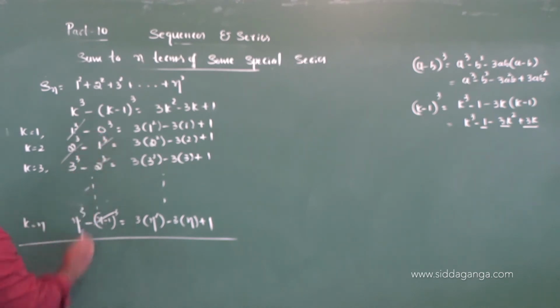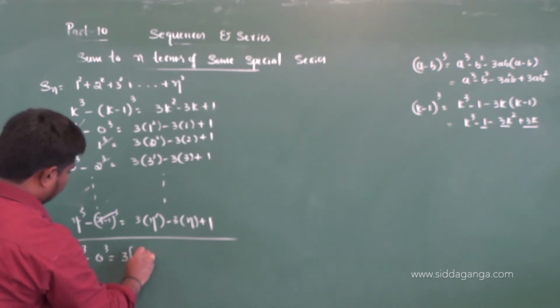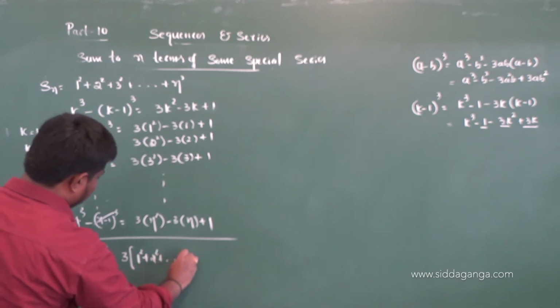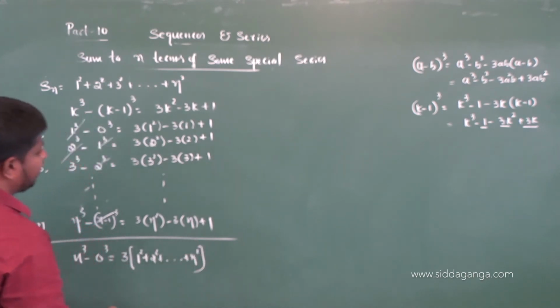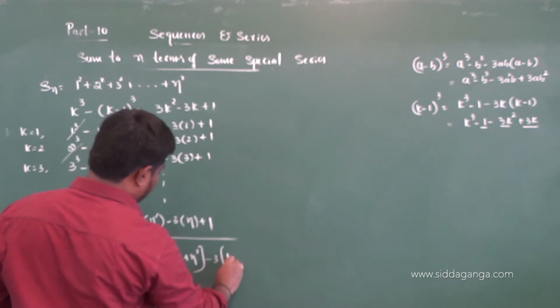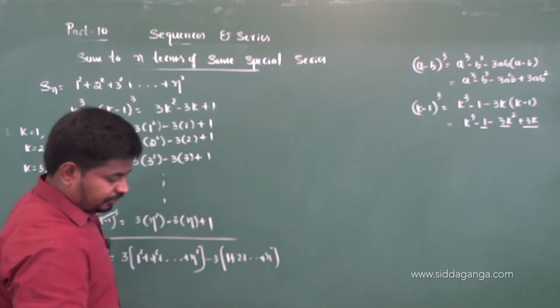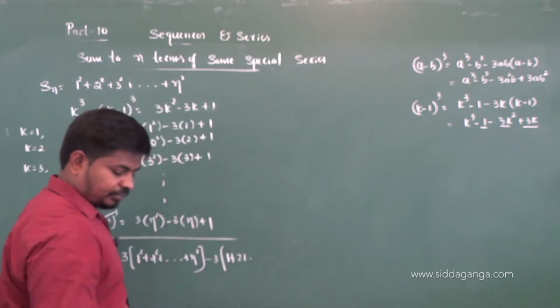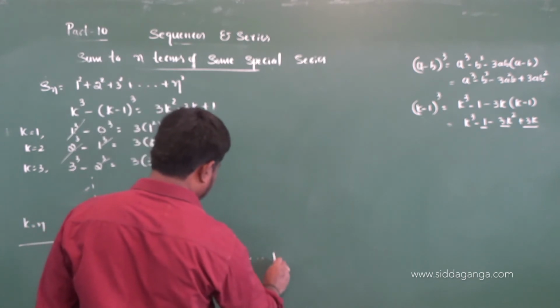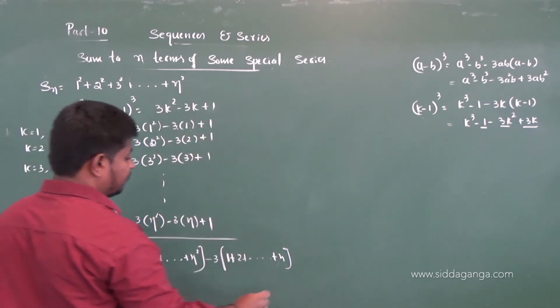So n cube minus 0 cube, and adding, you get n cube minus 0 cube plus. I'm going to add the first terms, I'm going to take 3 outside, you get what? 1 square plus 2 square and so on, n square. And here, minus 3 into 1, I'm going to add all these things. So, minus 3 I'm going to take outside, 1 plus 2 plus till n. And the last term, that is what? 1, 1, 1, I mean, adding 1 n times, so you get n.